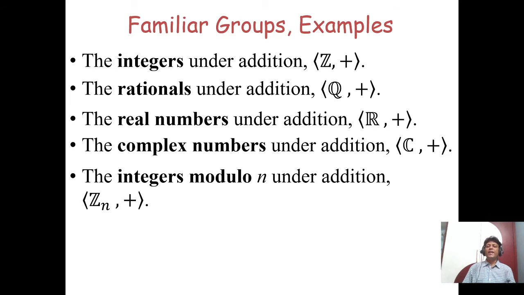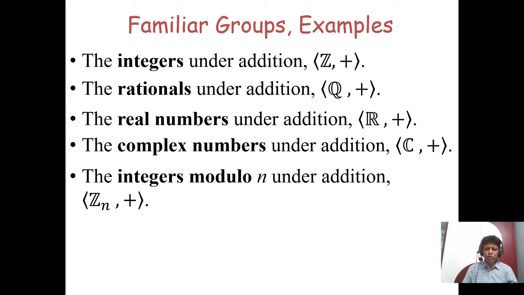Now, let's have some examples. The familiar examples of groups are the integers. (Z, +) is a group: the set of integers with respect to addition, the set of rationals with respect to addition, the set of real numbers with respect to addition, and the set of complex numbers with respect to addition. All are groups. That means they follow the associative property, and obviously they follow the closure property.